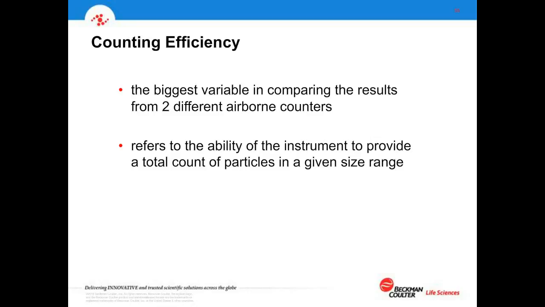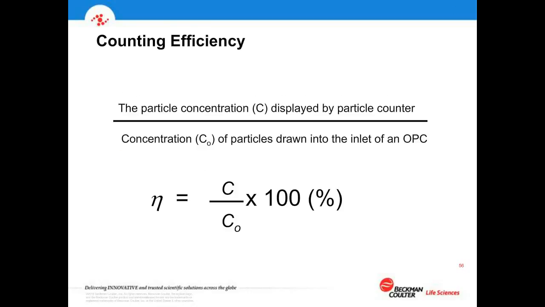Well, what are those limits? When we talk about counting efficiency, what we're trying to do is understand that an exactly known level of particles going into the inlet shows up on the display or the report print or the electronic record, which you think would be, oh, okay, that's pretty straightforward. Particles in, particles reported. Well, the difficulty is always knowing exactly how many particles went in.